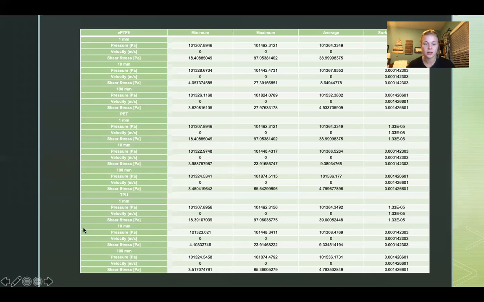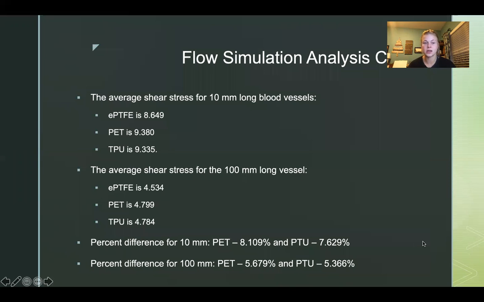And so the important numbers that I'd like to discuss are the 10 millimeter long blood vessel. The 1 millimeter long blood vessel had very similar numbers. The only difference was 0.0001 off. And so I'm talking about the last two. And so for ePTFE, it's about 8.6. And then for the other two, 9.3. And then for a 100 millimeter long vessel, it's about 4.5, and the other two, 4.7.